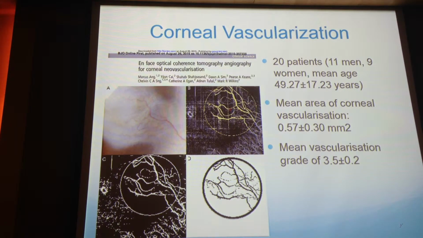So how about eyes with pathology? That was our next question. And we looked at 20 patients with abnormal corneal vascularization, mainly secondary to infections or previous infections. And we used the anterior view to delineate as well as try and quantify the amount of vessels that can be detected by the machine.